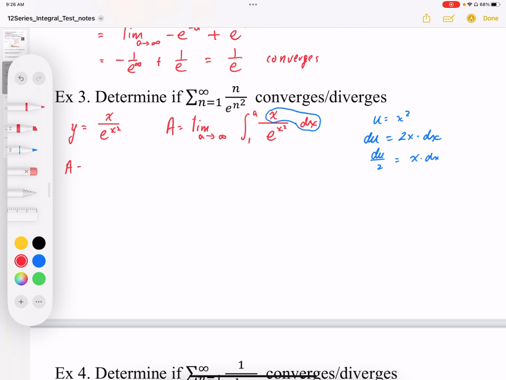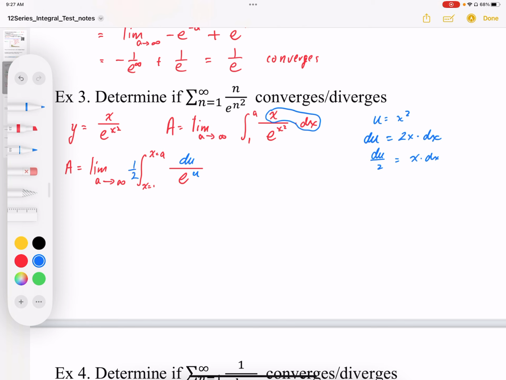So I'm going to have area equals the limit as a goes to infinity, with x equals 1. Remember that when we change to u, we need to state that the bounds are in terms of x. We're going to replace the x squared with e to the u, and the x dx we're going to replace with du, and we'll put the 1/2 on the outside here.